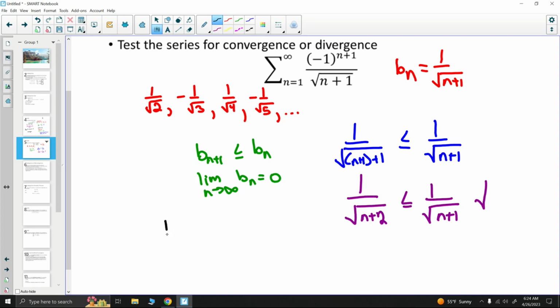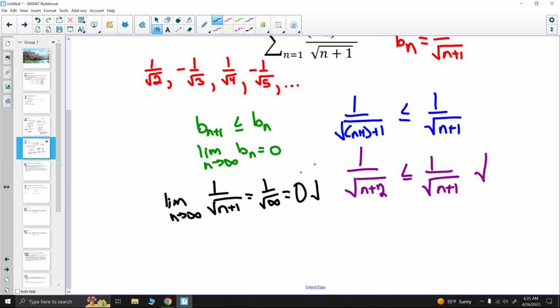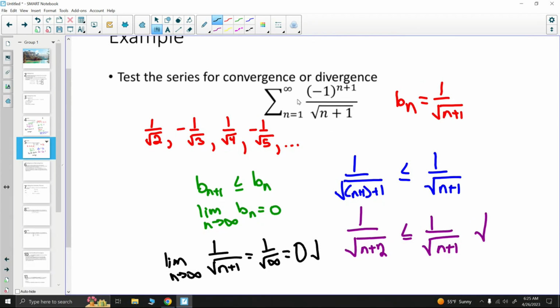Okay, now we want to take a look at our limit. So again, the limit as n approaches infinity of b sub n, but we're going to plug this in as 1 over the square root of n plus 1. So that's going to be 1 over the square root of infinity. But that's just infinity, so that's just 0. 1 divided by infinity is in fact 0, so that checks out. So we know then that this converges. Okay, so we've shown that this converges.